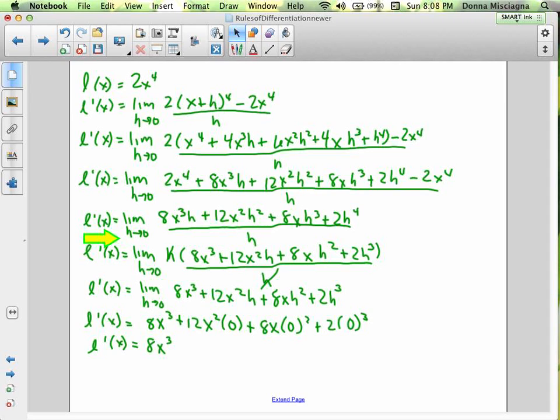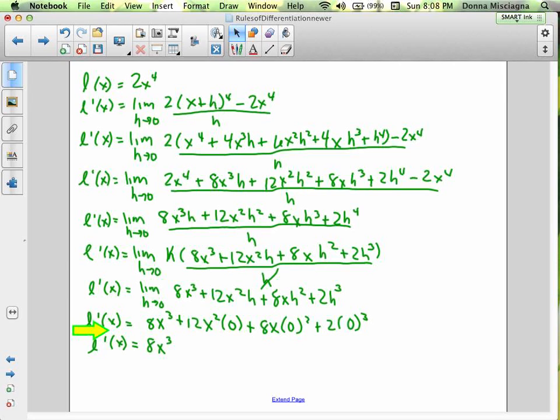We can factor out the h, which is what I did on the next step. And so then we have L prime of x equals the limit as h approaches 0 of 8x cubed plus 12x squared h plus 8x h squared plus 2h cubed. At this point there's nothing more to do except drop the term limit and plug in the 0 for h.